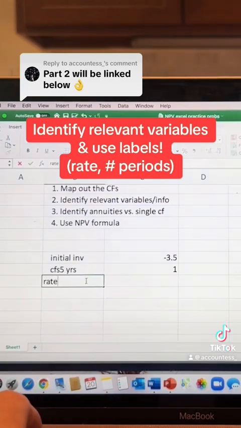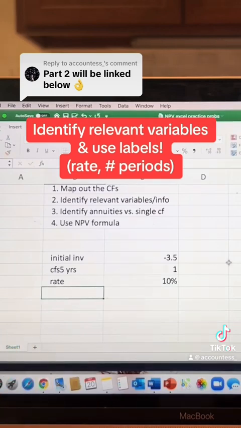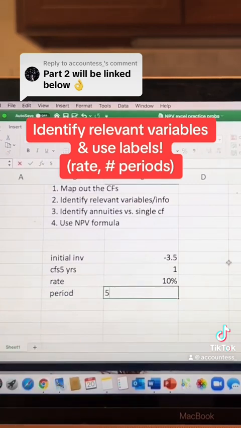I looked up the rate and it's 10%. That was not in the question, but I found it, so we can use it here. And the period is 5 years.